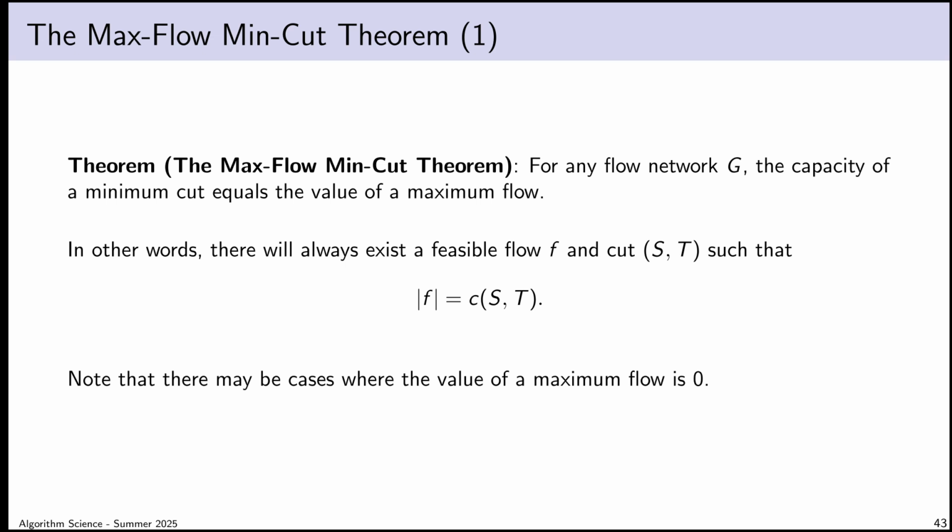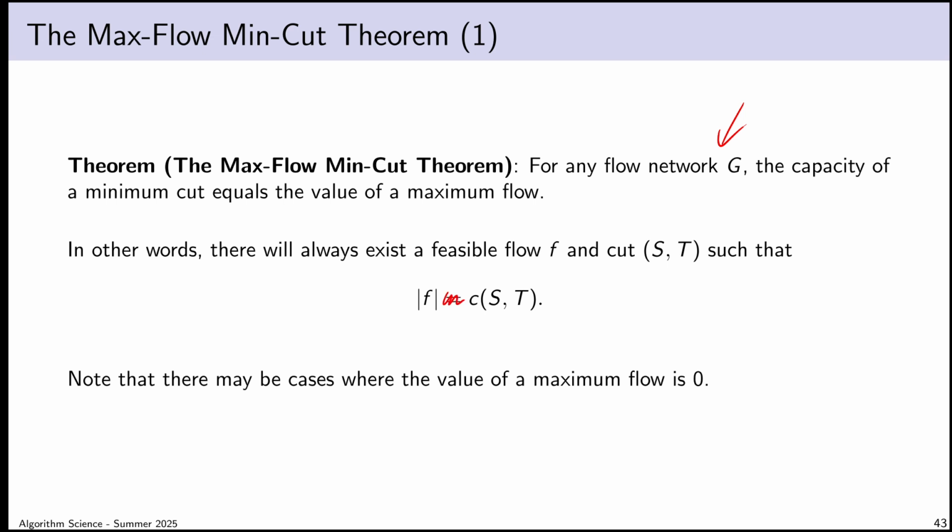It leads us to something that I'm going to call the max flow min cut theorem. Now, the slides are going to say this in a few minutes, and so I'll give them their chance to speak, but this theorem is a really big deal. The max flow min cut theorem says that for any flow network G, the capacity of a minimum cut always equals the value of a maximum flow. So this is a way of strengthening our weak duality theorem.